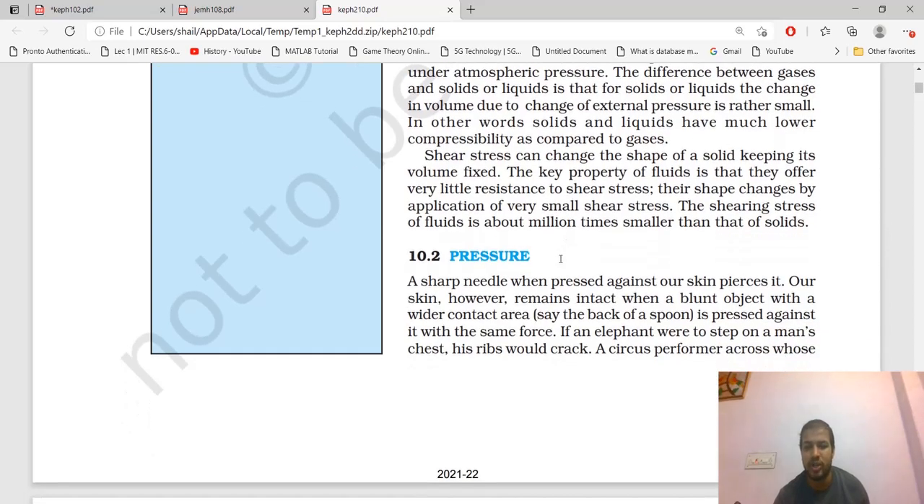Now, pressure, 10.2. Stress means mainly the pressure. Pressure can change the shape, size, and volume of an object. So, whenever we are talking about stress, we are referring to pressure, because stress is also F by A and pressure is also F by A.